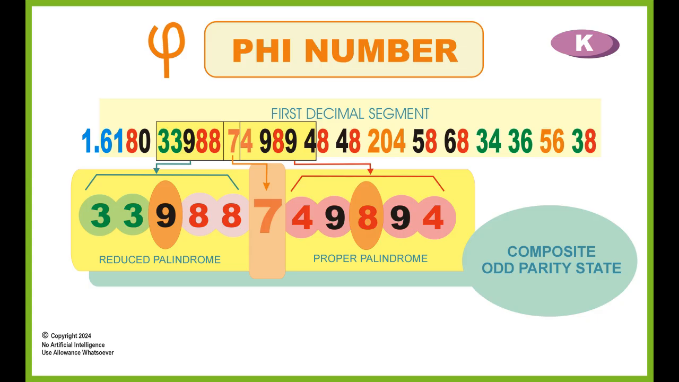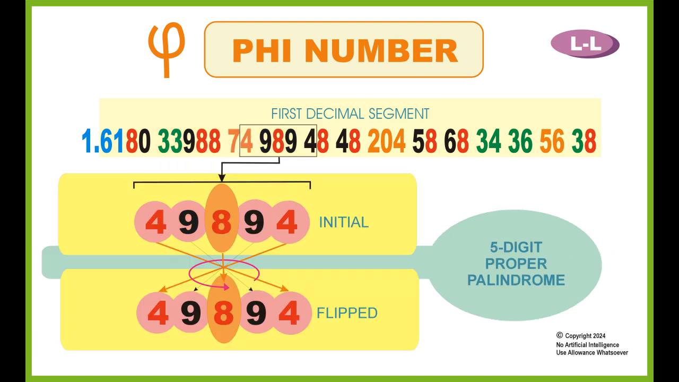On board K, the suite of decimals presents a complex or composite form of odd parity with three levels of expression. At the center of this complex palindrome, number 7, an odd number. And at the flanks, we get two five-digit or odd expressions with palindromic-like structures as well. 33,988. 7. 49,894. With digit 8 at the palindromic center, the expression 49,894 is itself fully palindromic, as shown on board L, as it reads exactly the same forward as it does backward.